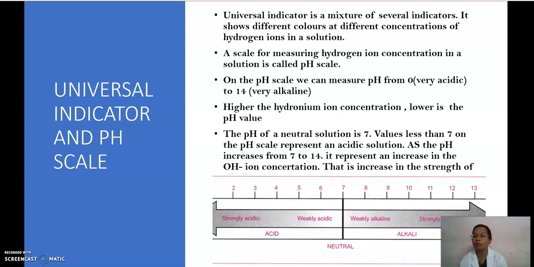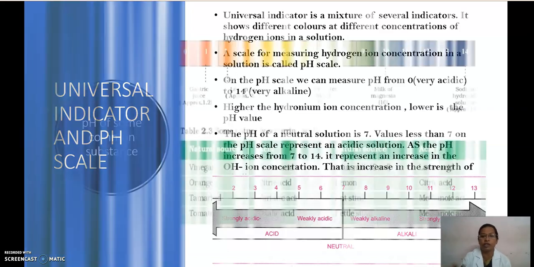From 7 to 14, from 7.1, 7.2, the basic nature starts, weakly alkaline. Then 9, 10, 11, 12 indicate it is strong. When it becomes 13 and 14, it is highly basic or strongly alkaline. So this is a scale ranging from 0 to 14. Up to 7 it is acidic, and from 7.1 up to 14 it indicates a basic solution.